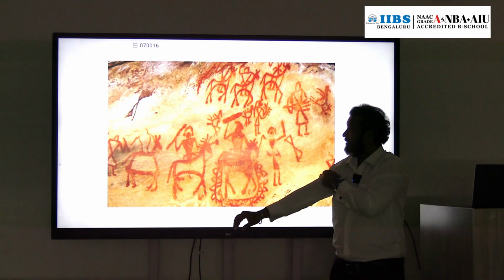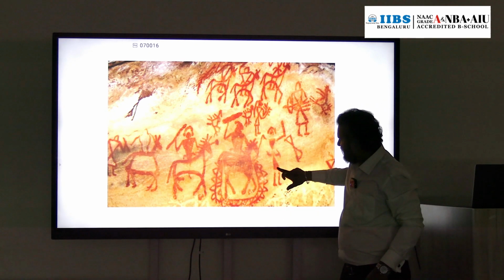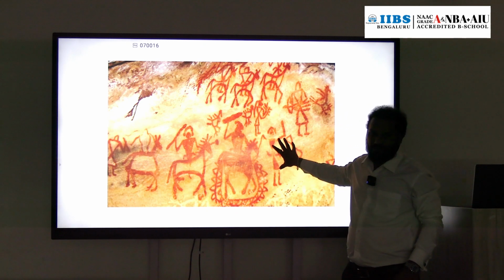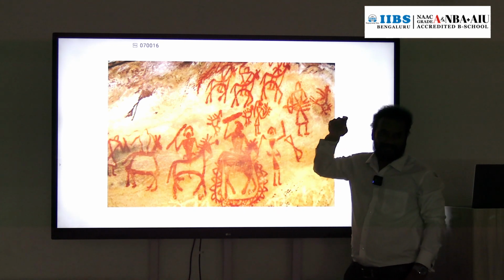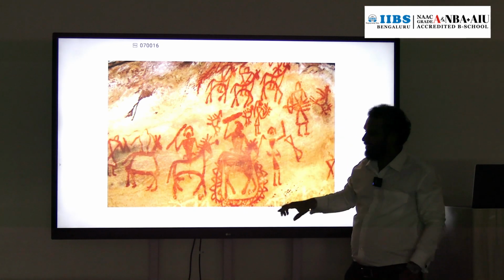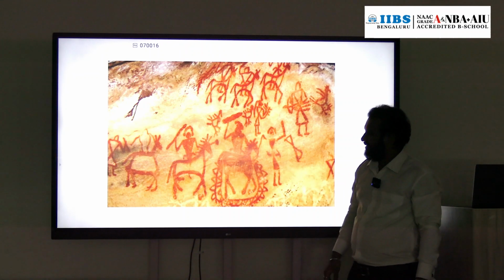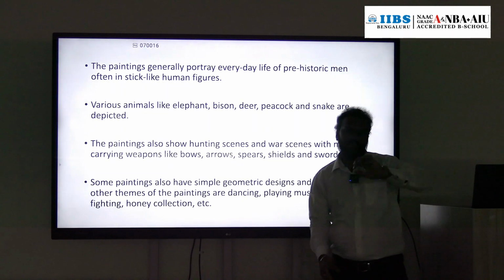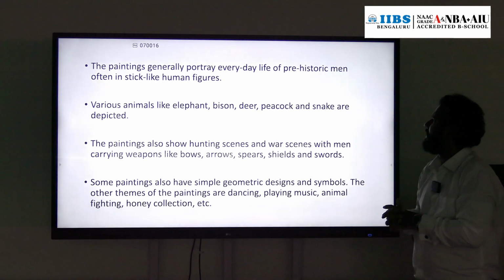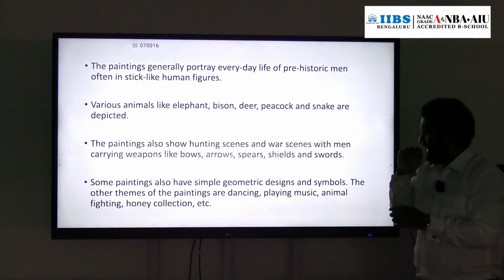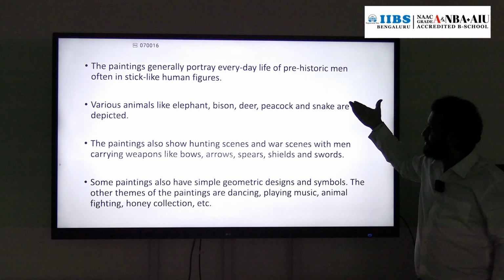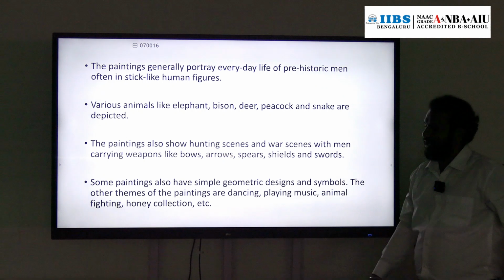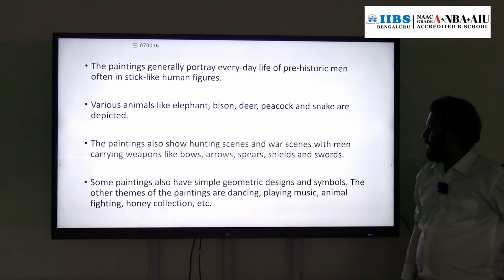Here, if you observe, the human figure is painted like a stick. This kind of painting you also find on the pillars of bridges. So the human figure is painted in a stick-like structure. Animals are also present, as are human beings. Various animals like elephant, bison, deer, peacock and snakes are depicted in the Bhimbetka paintings.